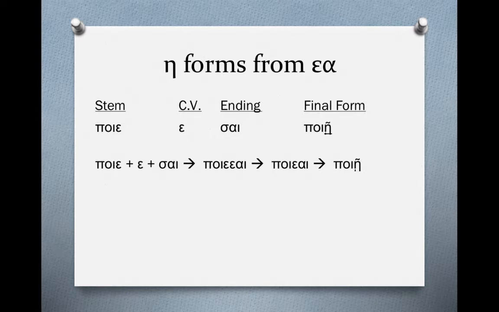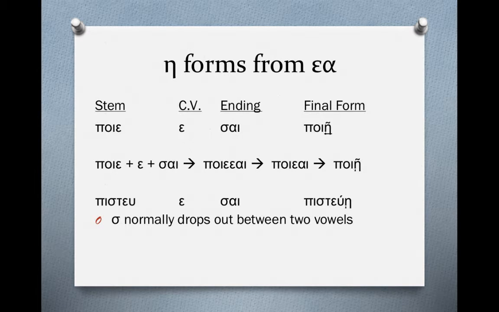Eta is a long vowel, and what happens to the iota? When it follows a long vowel, it subscripts. And so we start with poiesai, and we end up with poie. Okay, much easier to say. Maybe a little harder to figure out what happened to all those vowels, but that's what the final form would look like. Or if we applied it to pistuesai, the same thing would happen. Remembering that the sigma normally drops out between two vowels, it would be pistuei, and then pistue, and then the iota would subscript underneath that eta, and it would end up being pistue right there.